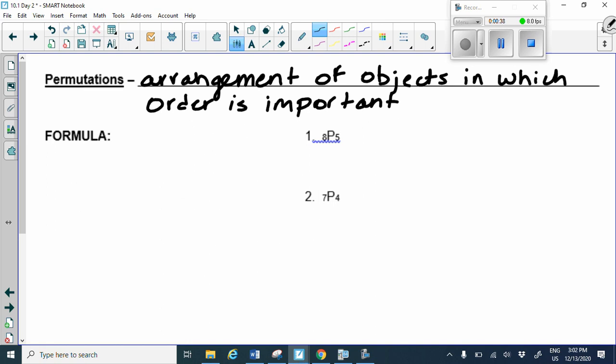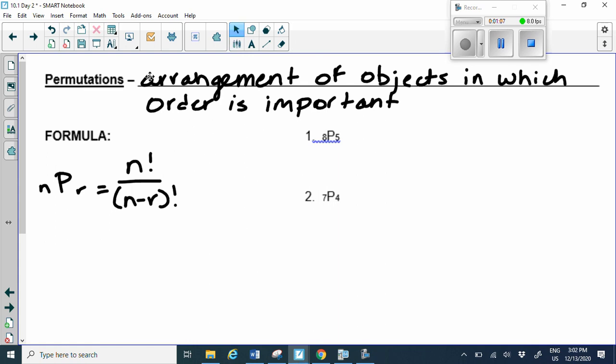Okay, so now let's talk about the formula for a permutation. So you're going to see this N and then PR. Basically N represents your total amount of objects. And then P represents permutation, and R is how many of those objects you're choosing. So we have N factorial over N minus R factorial in parentheses. We talked about factorials in our 10.1 Day 1 notes, so that's where it's going to come back into here when we are talking about permutations.